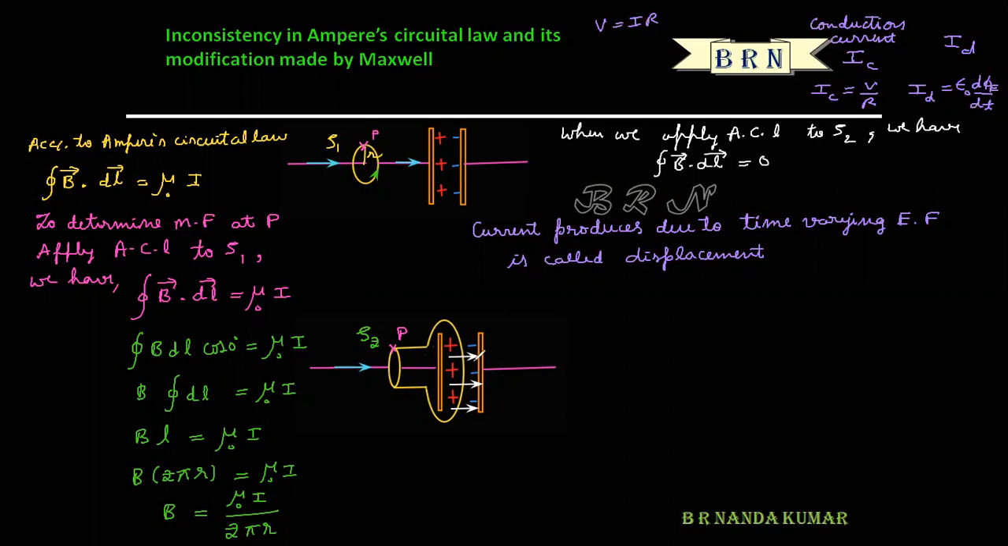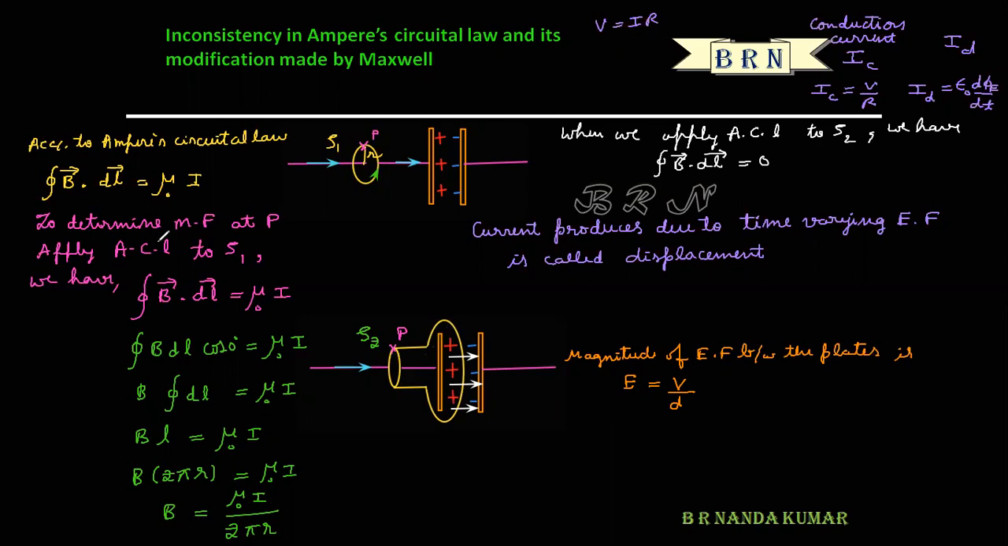The magnitude of electric field between the plates is E is equal to V divided by D. V is the potential difference between the plates, D is the separation between the plates, and E is the electric field between the plates. So E is equal to V divided by D.